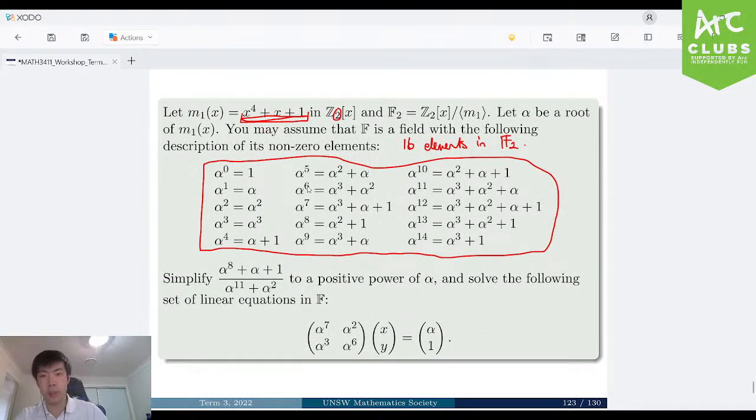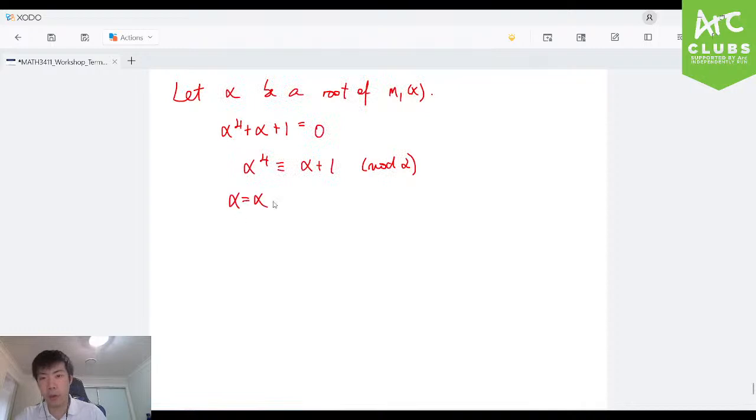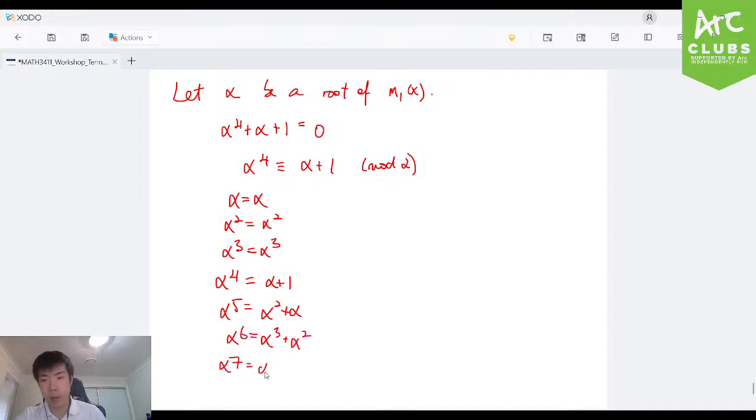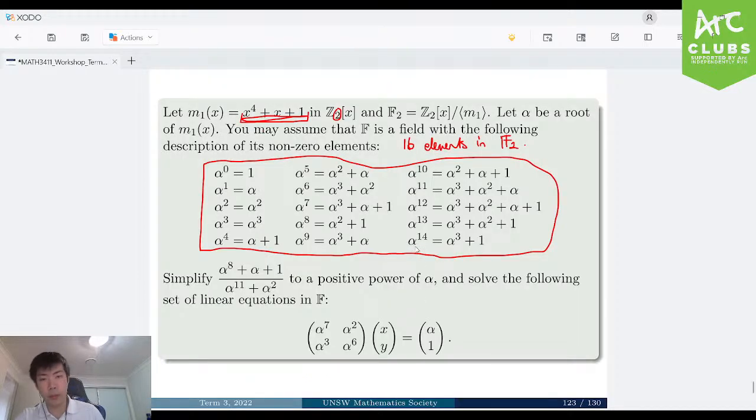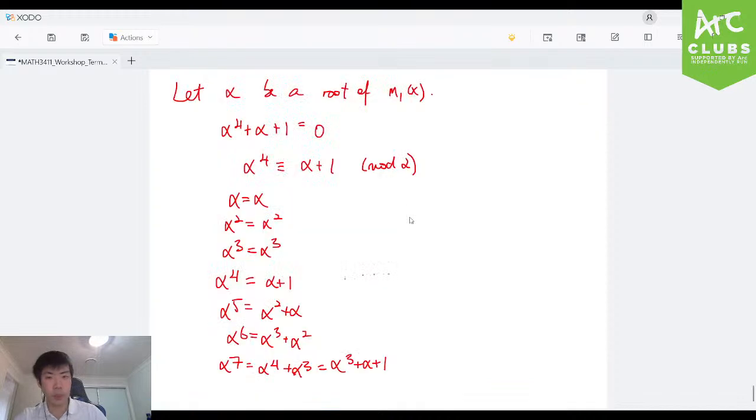Okay? And then you can get all of these other values. I won't go through all of them, but I'll go through some. For example, alpha will just be alpha, of course. Alpha squared will just be alpha squared. Alpha cubed will just be alpha cubed. Alpha to the power 4, I can simplify down to alpha plus 1. Alpha to the power 5 will be equal to alpha squared plus alpha. Alpha to the power 6 will be alpha cubed plus alpha squared. Alpha to the power 7 equals alpha to the power 4 plus alpha cubed. But alpha to the power 4 can be rewritten as alpha plus 1. Right? And this will keep going until you get all the way to alpha to the power 14, which is alpha cubed plus 1.